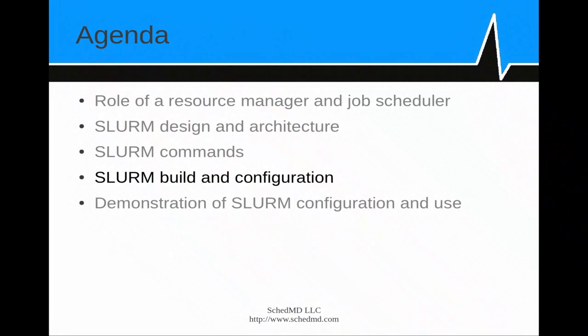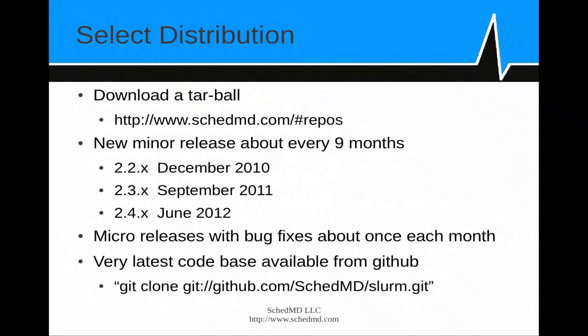Next thing I'm going to go over is building and configuring Slurm. So first thing is, you're going to want to select a distribution to use and download a tarball. We keep the tarballs on the SchedMD website. We come out with a new major or minor release about every 9 months, and that typically includes a substantial amount of new development, and the third digit changes when we make a new micro release, typically about once a month.